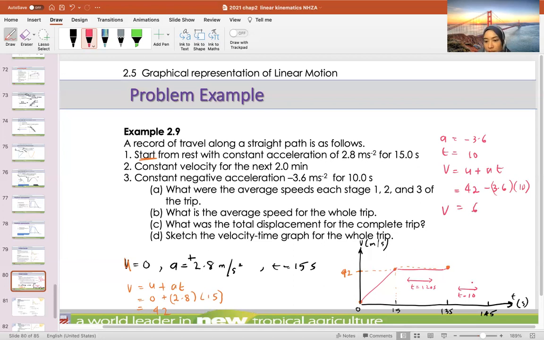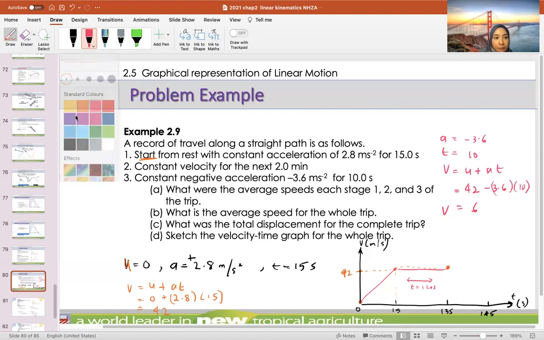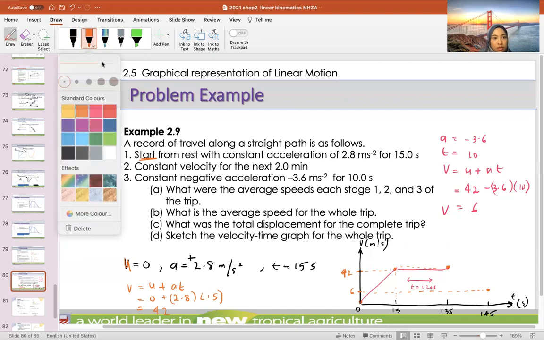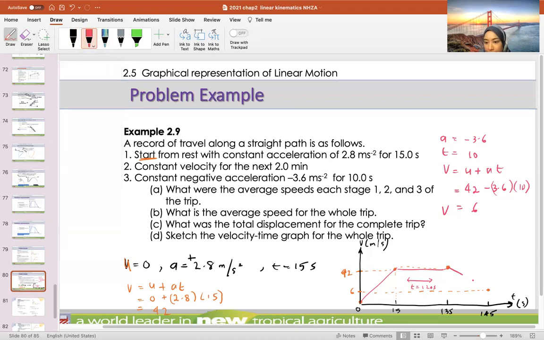So the way that I should plot this is, anggap kat sini 6. Okay, so this is where we should draw the line. Okay, so this is what we got.